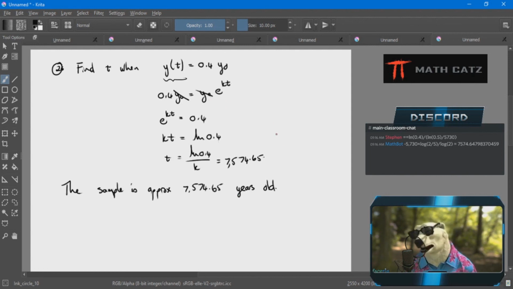All right, we will end it there for now. That gives us a good variety of basic radioactive decay questions.